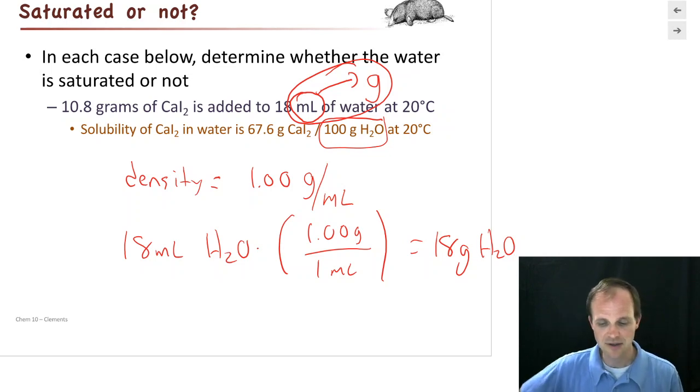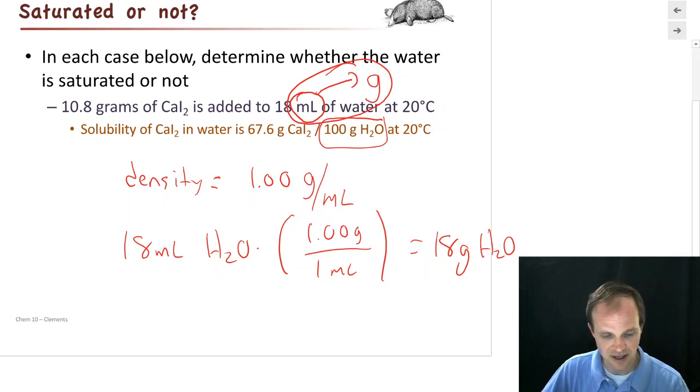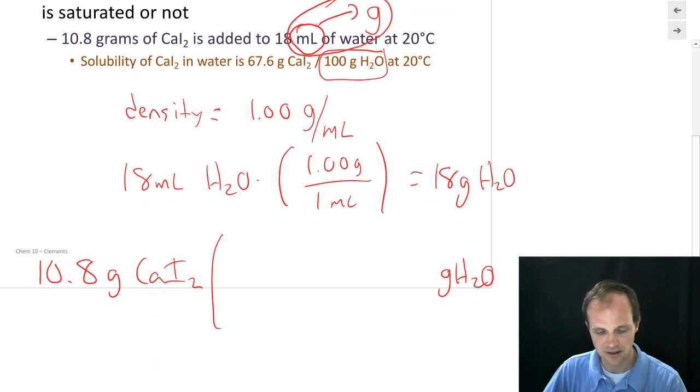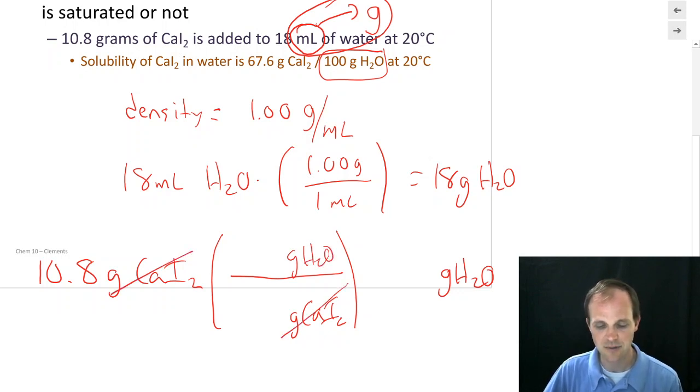All right, so now we've got that. We can start with either the solute or the solvent. Doesn't matter. Let's go ahead and start with the solute. We've got 10.8 grams of calcium iodide, and what we want to find is grams of water. We've got a conversion factor here: grams of calcium iodide on the bottom, grams of water on the top. Goes like that.